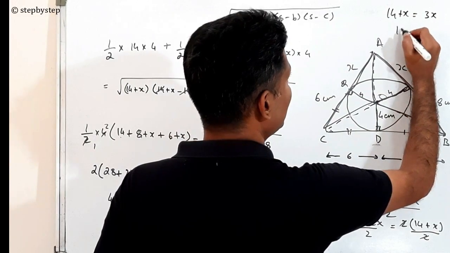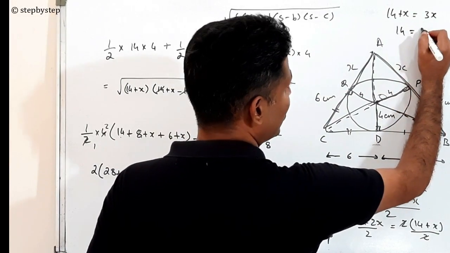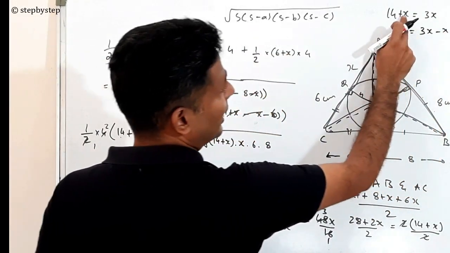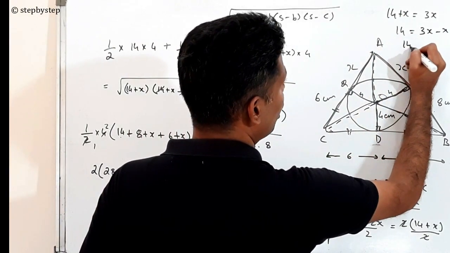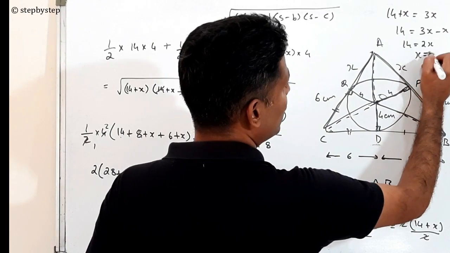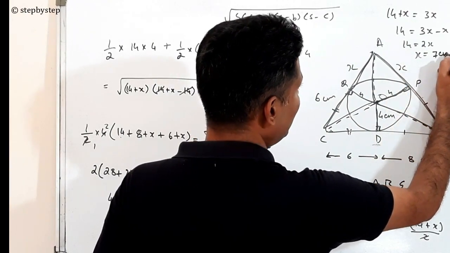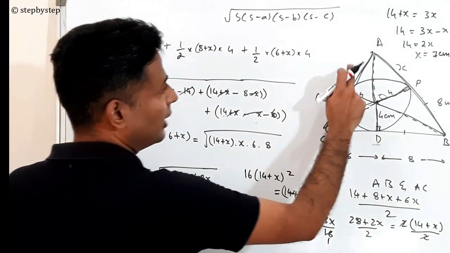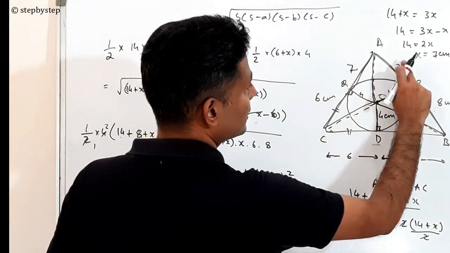Now transposing x to the other side, I get 14 equal to 3x minus x, right? When I transpose this plus x, I get 14 equal to 2x. So x equals 14 by 2, which is 7 centimeter. Now I have got the value of x as 7 centimeter.